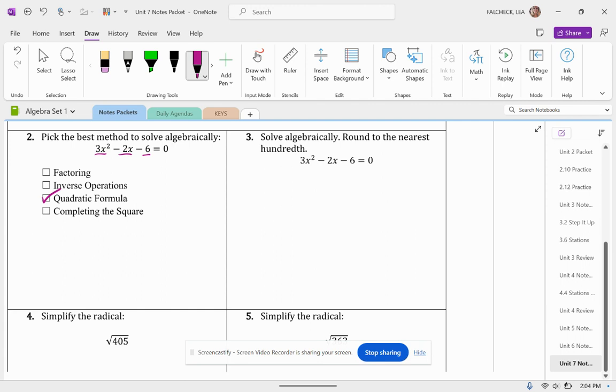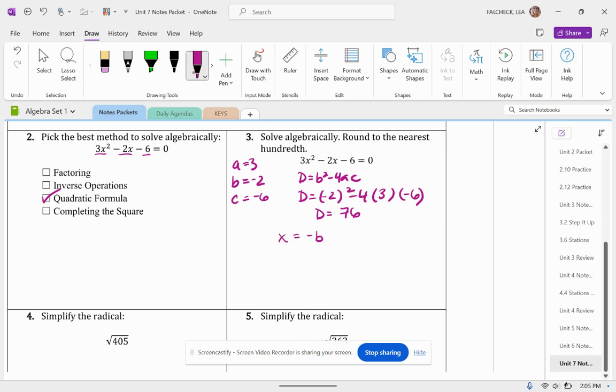Well, I just told you to use the quadratic formula, so let's do it. A is 3. B is negative 2. C is negative 6. Let's calculate the discriminant. Okay, B is negative 2. A is 3. C is negative 6. The discriminant is going to be 76. So now I'm going to plug that into the quadratic formula.